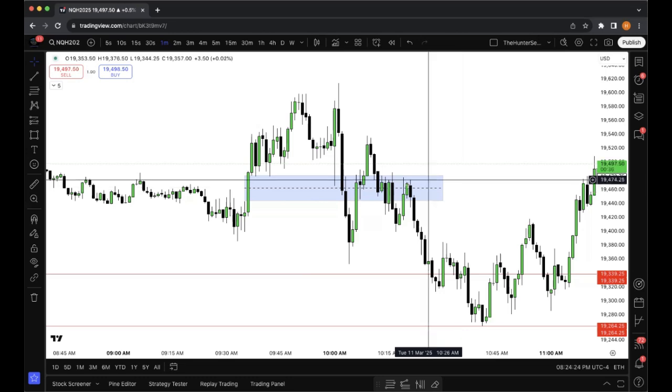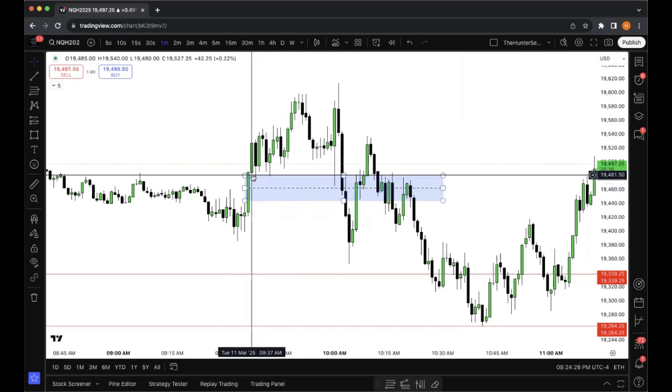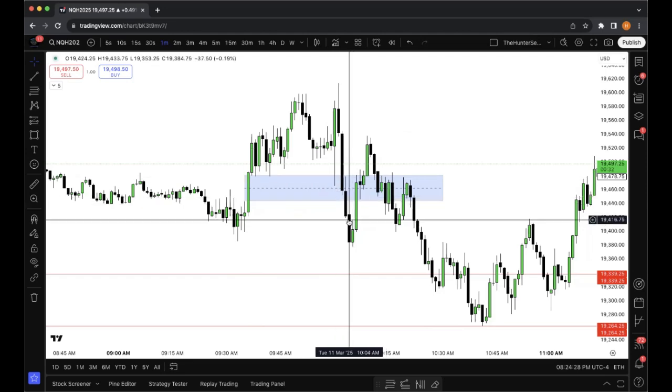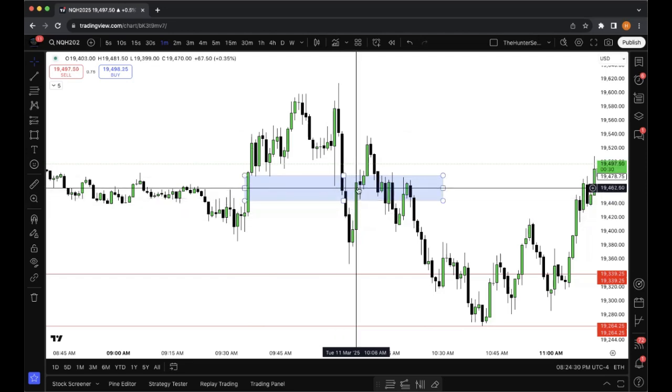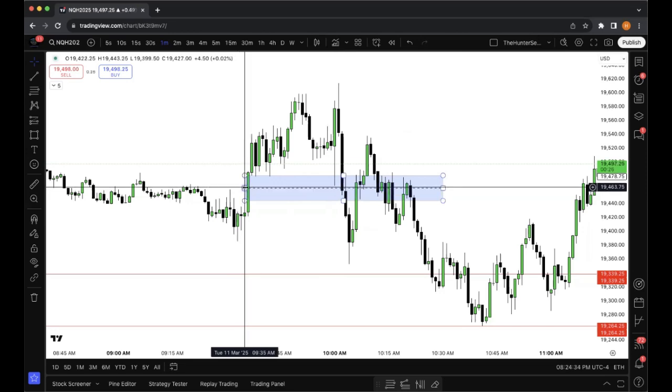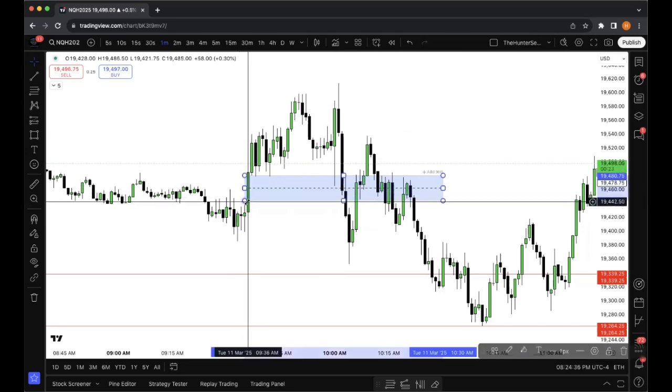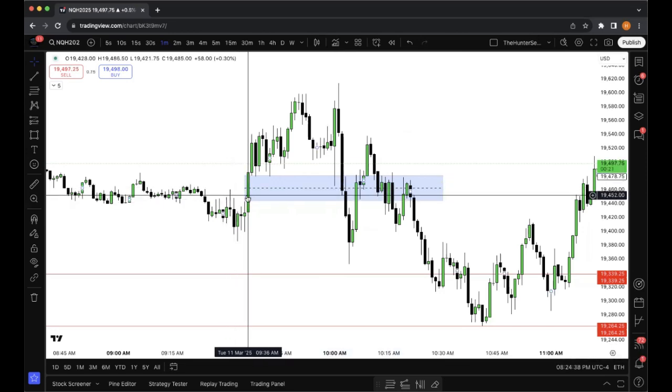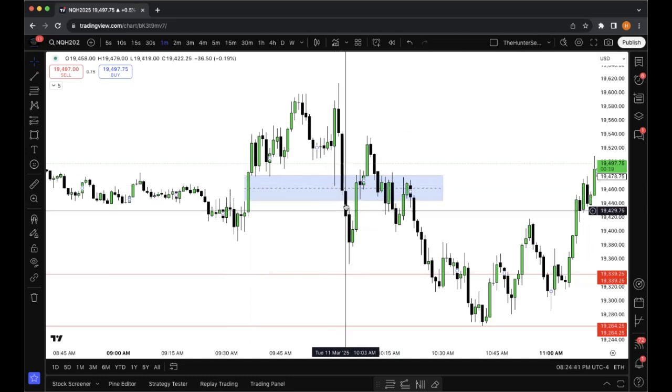There's obviously no guarantees with anything, but this is how I use it. So when it broke back down, I was saying to you guys, okay, and you guys could go back and look at the Telegram. It's all timestamped. I was saying we want to see this 50% level start coming into action, if you will. So we broke down through.